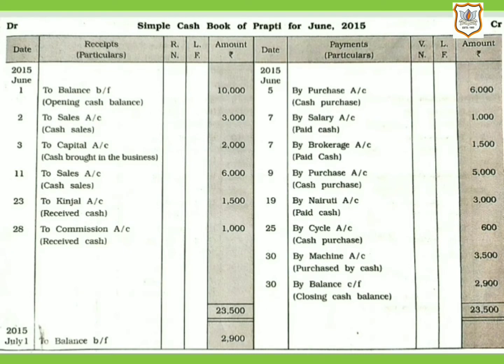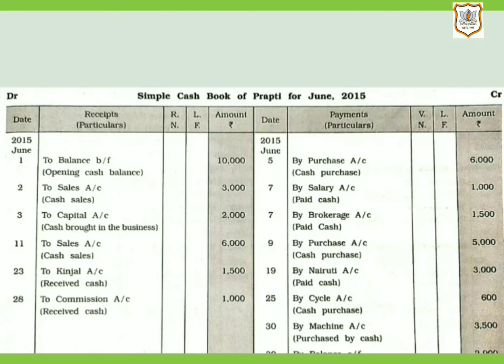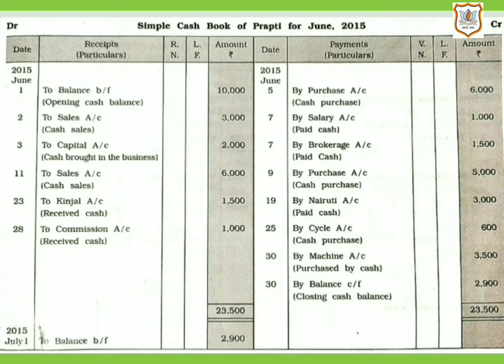Here, in the year 2015, date June 1st, opening cash balance rupees 10,000 is given. So in the beginning of cash book, the cash balance is shown as balance brought forward. BF is the abbreviated form of balance brought forward. Here it is. So here opening cash balance is 10,000, which will be recorded on debit side, or we can say on receipt side of cash book.